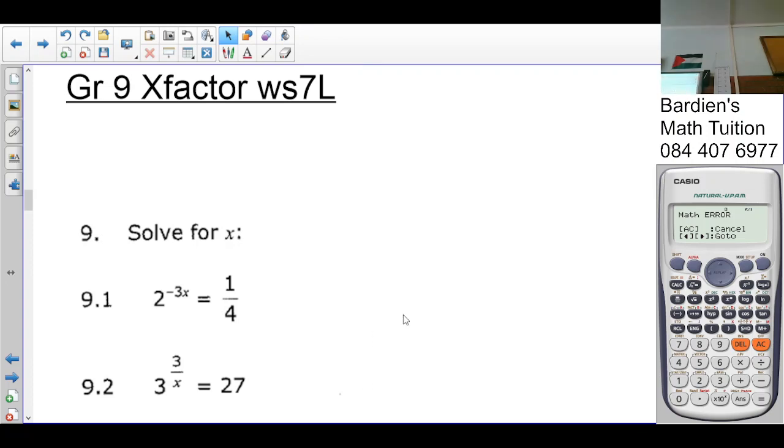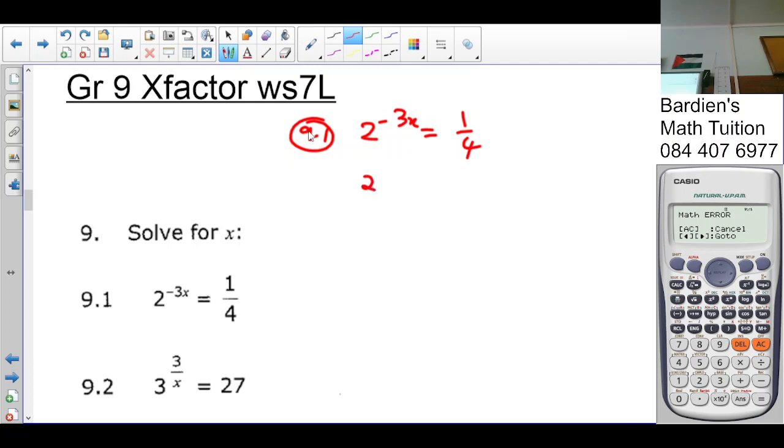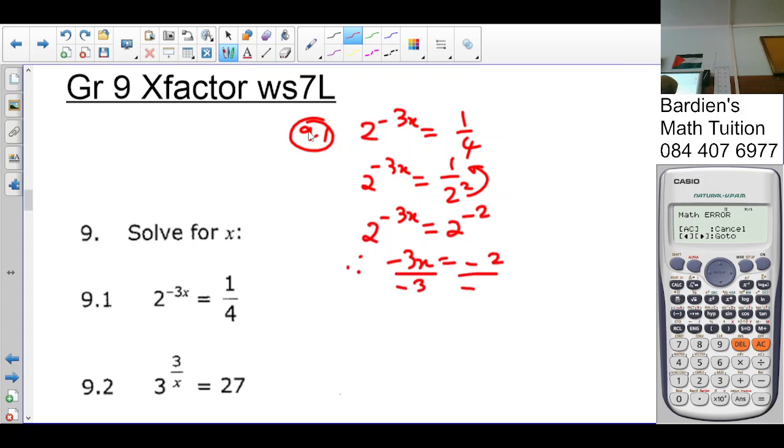Alright, so this one person got 1 sum right, and on the other side somebody else got 9.2 right. So let's see 9.1. You got 2 to the negative 3x is equal to 1 over 4. So 2 to the minus 3x is equal to 1 over 2 squared. You bring that up. You get 2 to the minus 3x is equal to 2 to the negative 2. So therefore, negative 3x is equal to negative 2, divided by negative 3 both sides, x is 2/3. Well done.